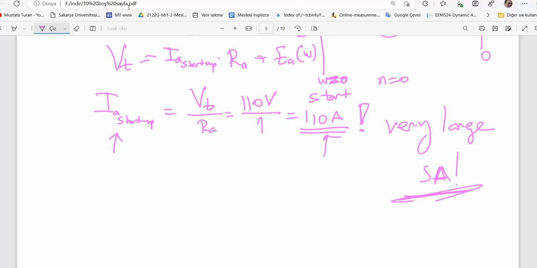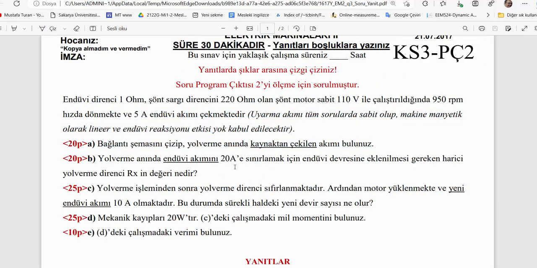So let's turn back to the question. During startup, to limit armature current at 20 amps. It was drawing 110 amps as you have seen, but we want to limit it at 20 amps. How can you manage this? There's a clue. Add some external resistance to the armature circuitry.